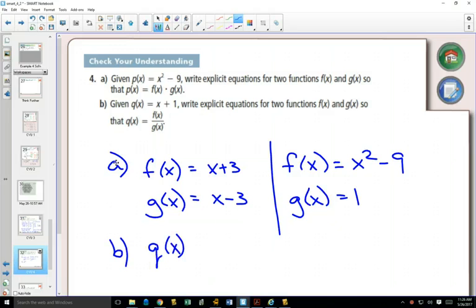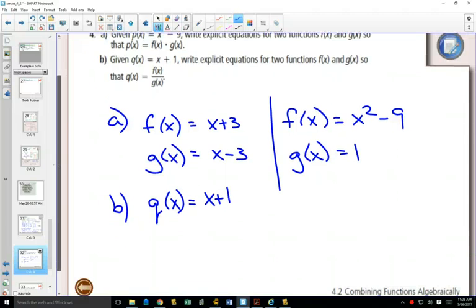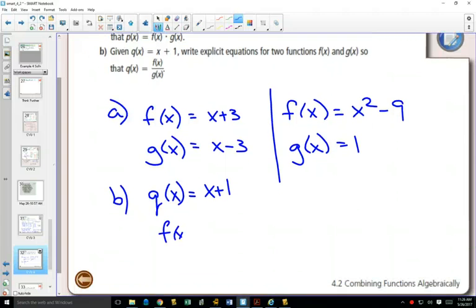Now in B, q of x equals x plus 1. So what would f of x and g of x be? Not cheating. This one's a little bit hard because if you try not to cheat, you might end up making an error in it. I'll give you an example of one that's kind of an error in it.